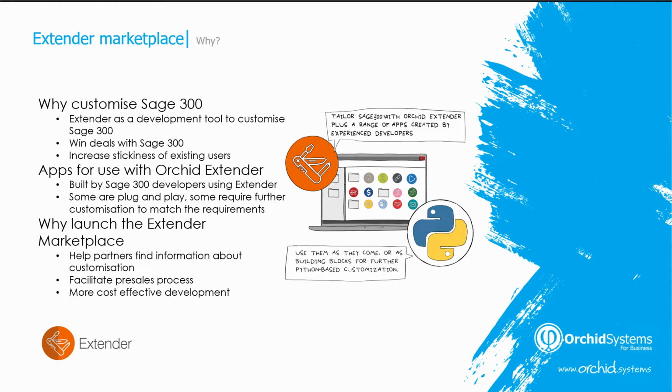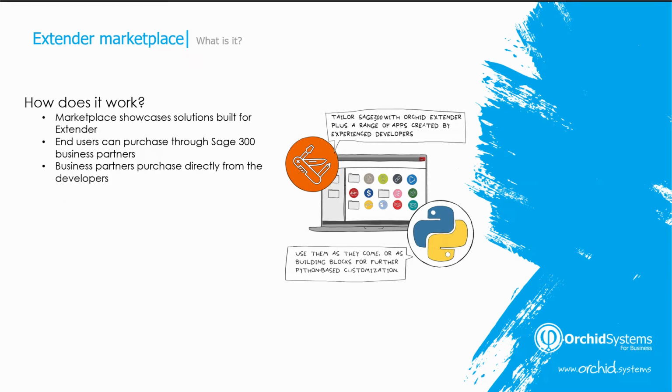We often answer questions about whether Extender can do this, and in many cases, the answer will now be available in the Marketplace. This is the main reason why we are launching this. It's going to help partners find information about customization, about what we can do with Extender and Sage 300. And it will also help developers showcase their work. This should facilitate the pre-sales process and provide more cost-effective development.